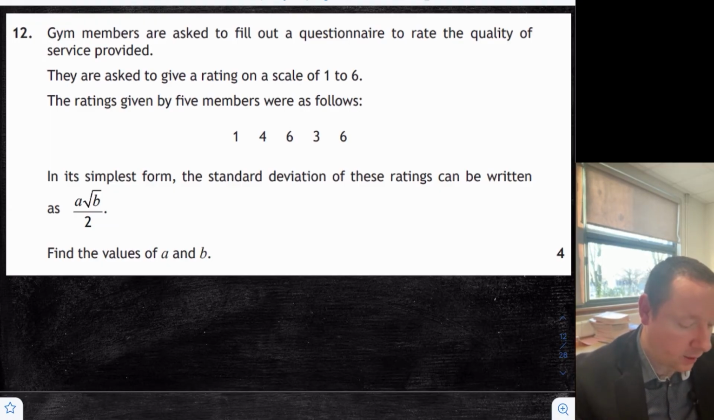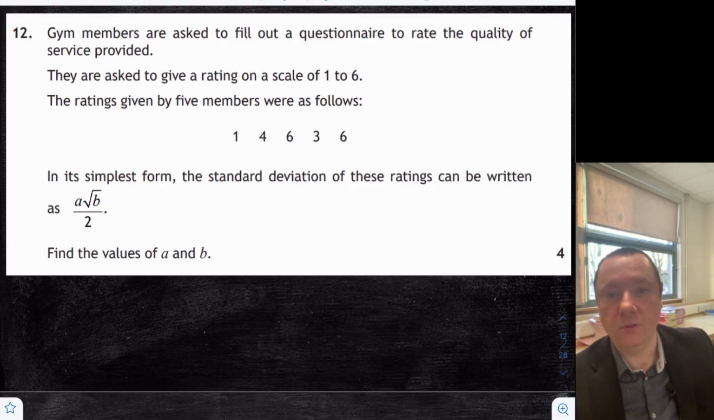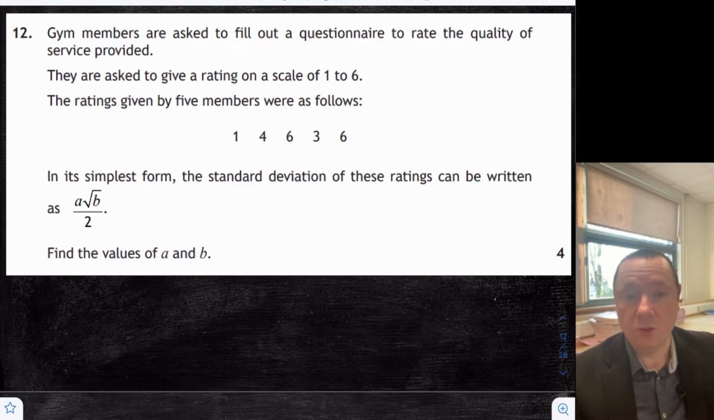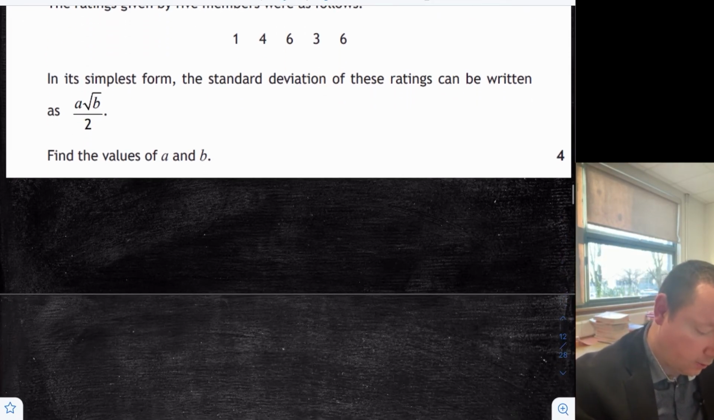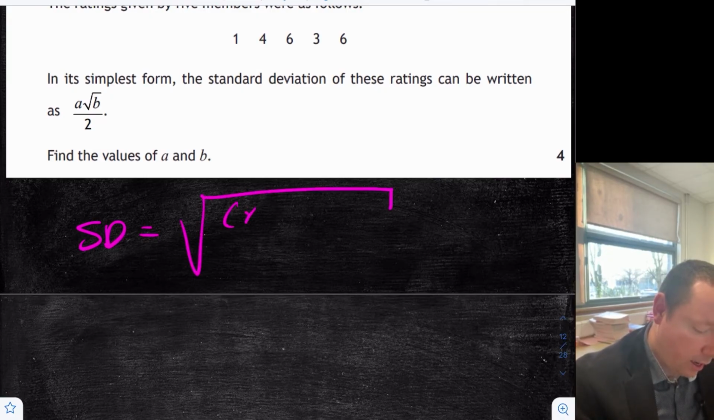The standard deviation in its simplest form can be written as a root b over 2, calculate the values of a and b. Do not be worried that we've done that. That means that we're just combining this with surds. But it mentions standard deviation, so again, you're going to calculate standard deviation. So step 1 is to draw my table, but I get the formula from the start of the exam paper first. The sum of x minus x bar squared over n minus 1.